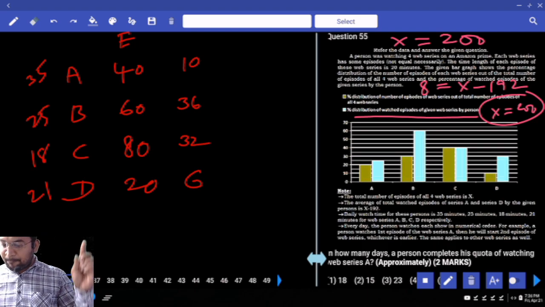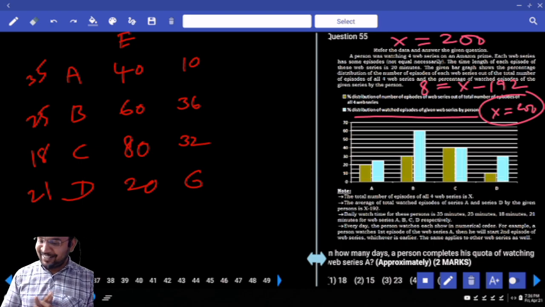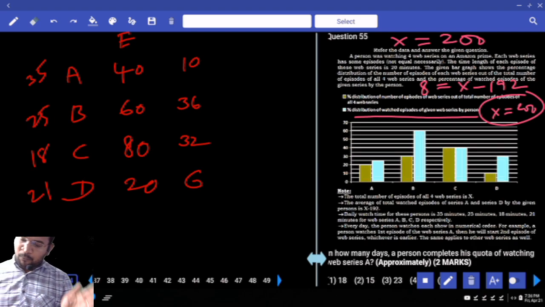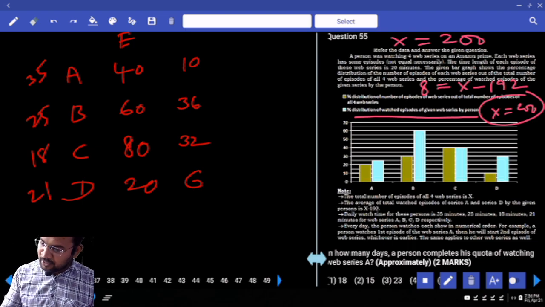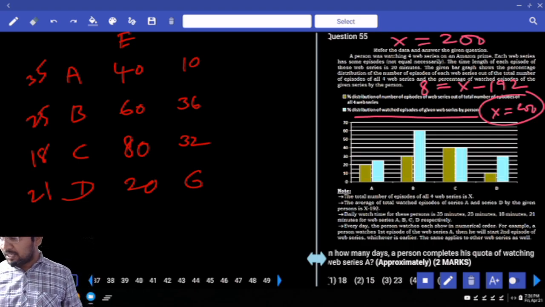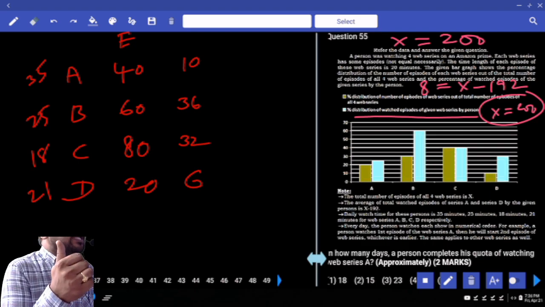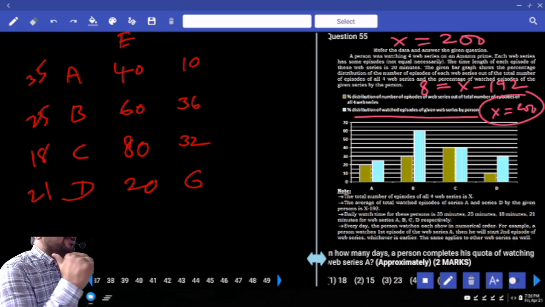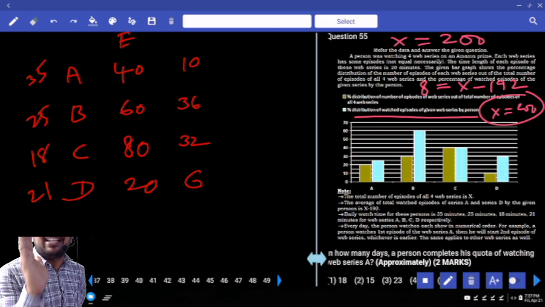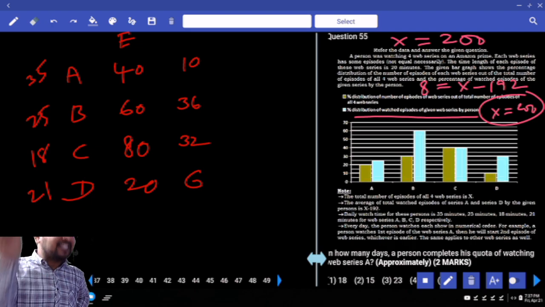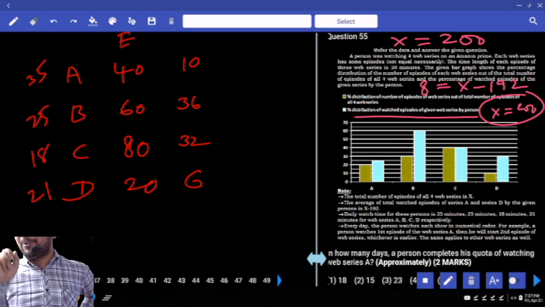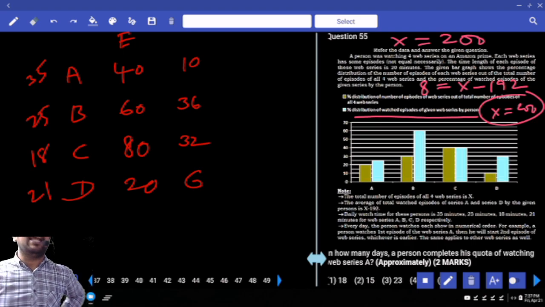Every day the person watches each show in numerical order. For example, a person watches the first episode of web series A, then he will start the second episode of the web series, whichever is earlier. The same applies to the other web series as well. Here numerical order means, in web series A, how many episodes are there? 40 episodes. Watch the first episode first. After completion of the first episode, they enter into the second episode. After completion of the second episode, they enter into the third episode.